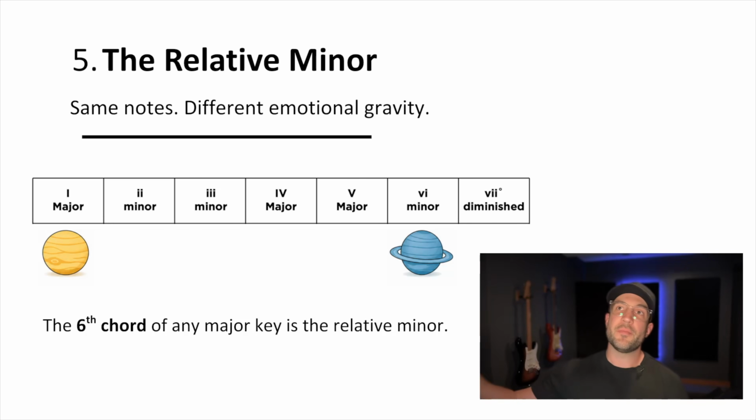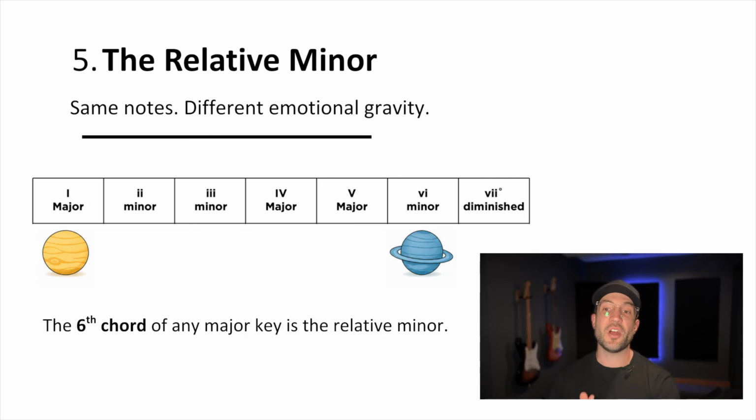Now we've been learning about the major scale formula and chord harmony in major. What about minor keys? All a minor key is, is starting and ending from the sixth position of any major key. I have that illustrated here. On the 1 position, I have that giant orange planet, and on the 6th position, I have that giant blue planet. And so if I start from the 1 and I play those notes and those chords in order, I'm going to have a major key.